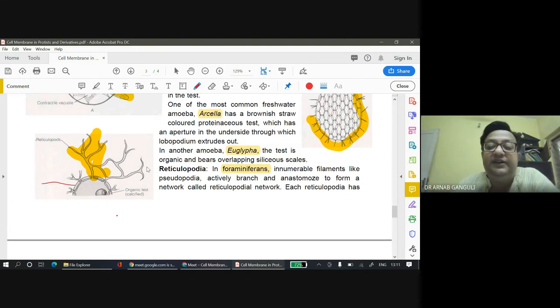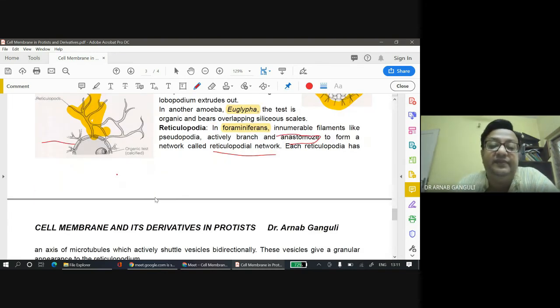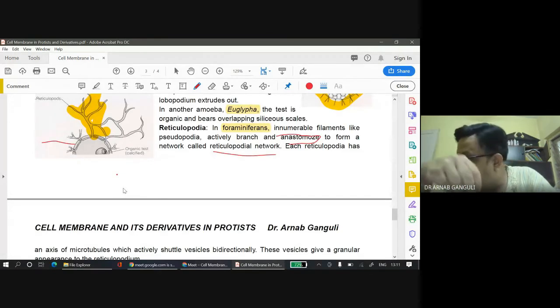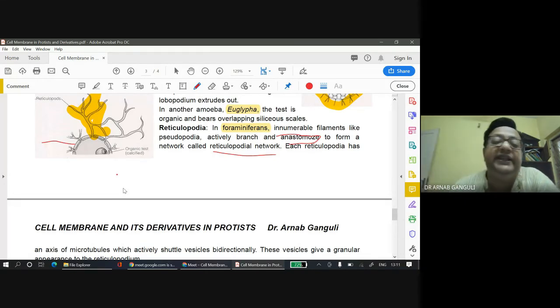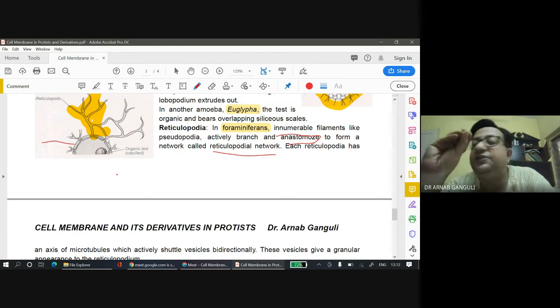And they anastomose. Anastomose means they cross each other and form a net-like structure, a network known as the reticulopodial network. Through this reticulum, an axis of microtubules is present and forms the axial rod. They support the reticulopodia, and on these microtubules several vesicles containing food matter are transported in both directions. Food is captured and enters through it. It is transported through these vesicles, and therefore it has a granular structure. Because many vesicles are present, it gives the shape of granules.